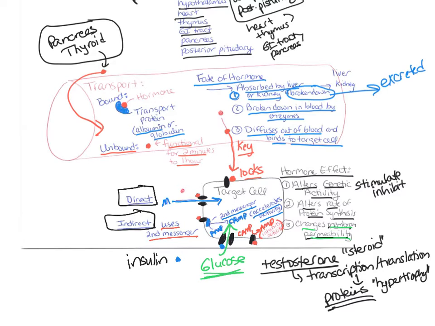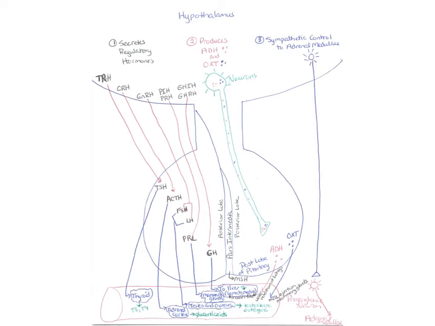So basically what I want you to know is that an indirect effect doesn't open an ion channel. Instead, it activates a second messenger inside the cell, and the second messenger then will either accelerate activity or inhibit activity.